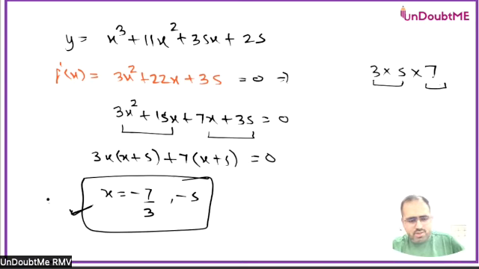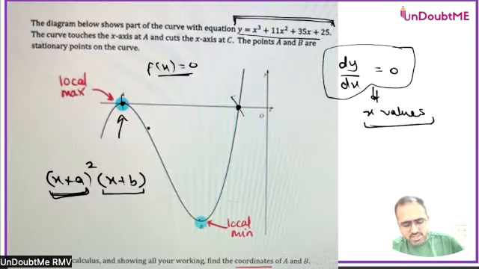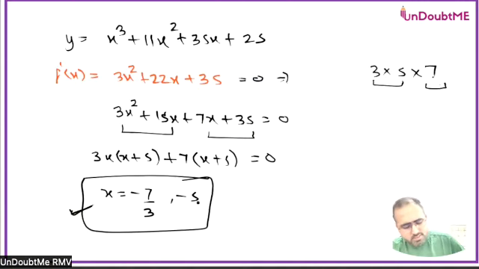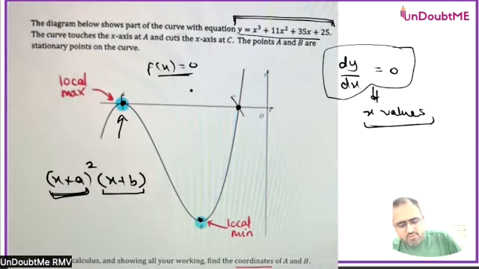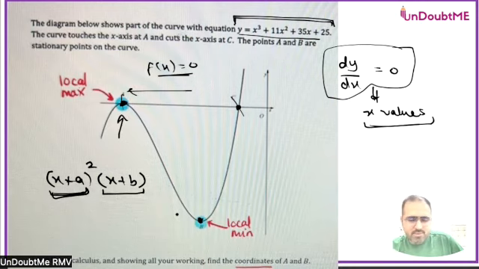Since we have got only two x values, and it is quite justified also that one x value is over here, the other x value is over here, both of them are negative. Minus 5 and minus 7 by 3. Minus 7 by 3 is approximately minus 2.1 or something, okay? So the a coordinate will be minus 5 because a is quite far, and the b coordinate will be minus 7 by 3.